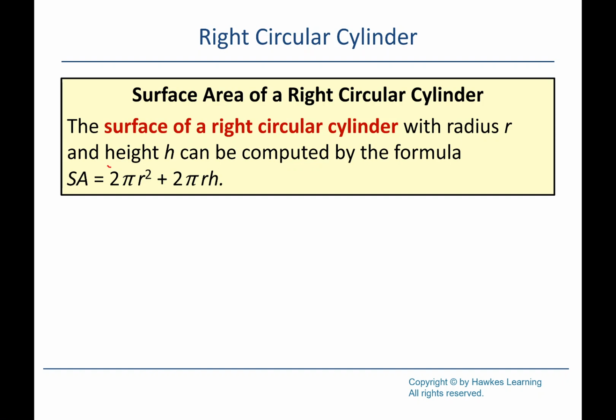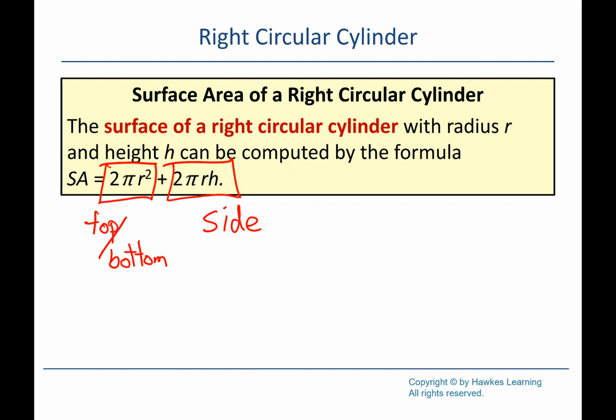So this 2 pi r squared is the area of a circle. We've got a circle on the top and bottom of our cylinder, so that part is found in the area of the top and the bottom. And then this other part is found in the area of the side of the cylinder, like around the can, like the area our label would go on if we had a soup can.